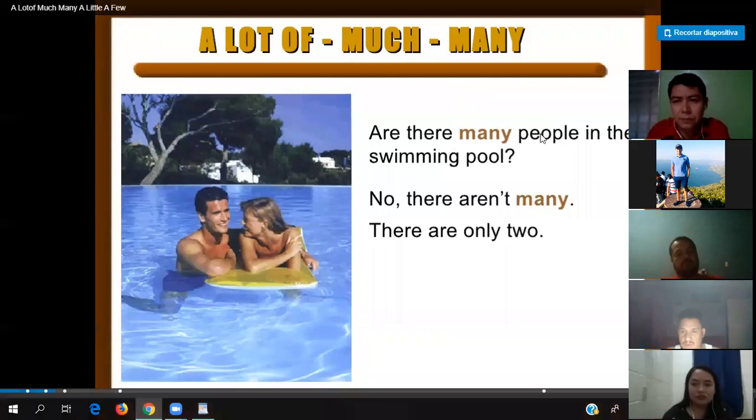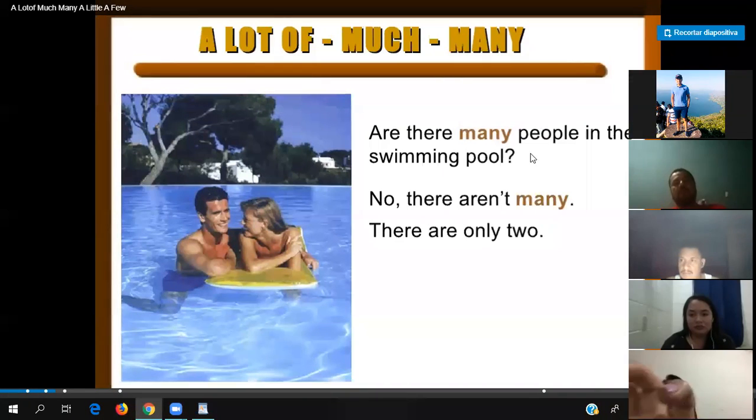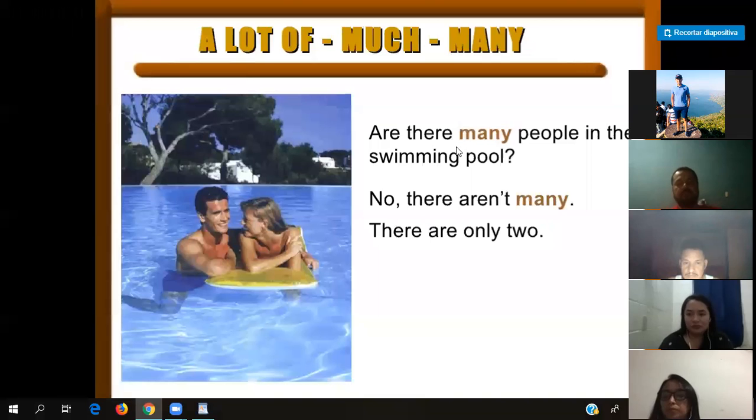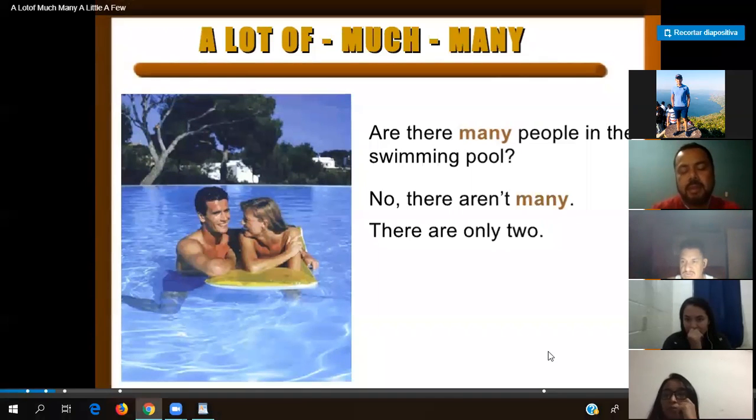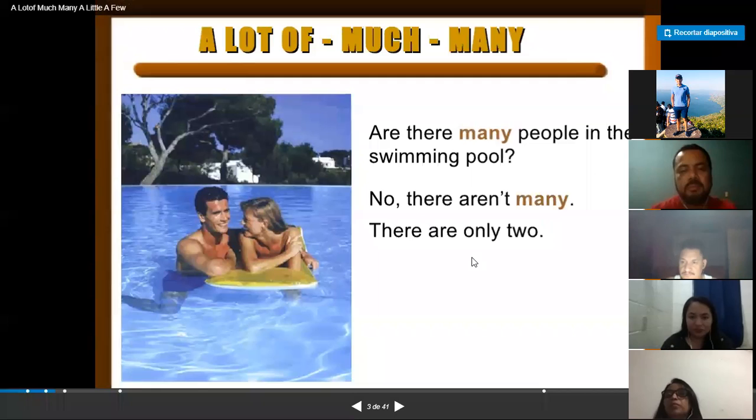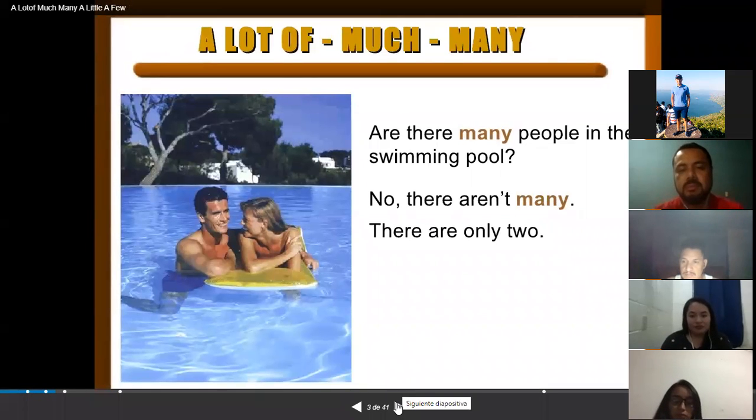Countable. Why? Because people is the plural form of person. Right? So if the plural exists, it means it is countable. And with the countable one, I'm going to use many or much? Many. Very good. A little confusing, I know, but after this, you're going to do an exercise and then practice through speaking. So by the end of the class, it will be clear, I hope.